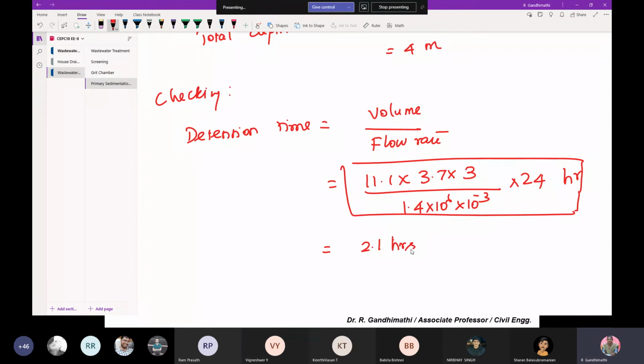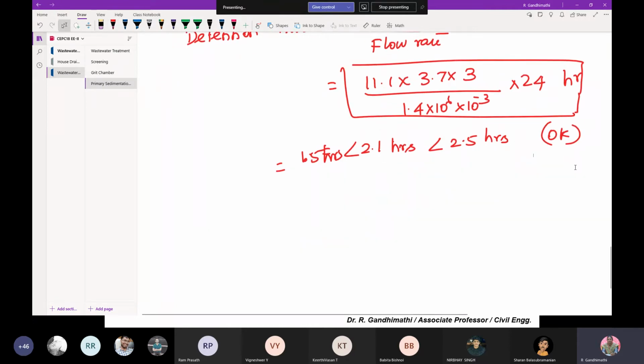2.1 hours. Okay. Is this less than 2.5 hours and greater than 1.5 hours? Okay. Therefore, this is okay. Then the second checking is for the overflow rate.